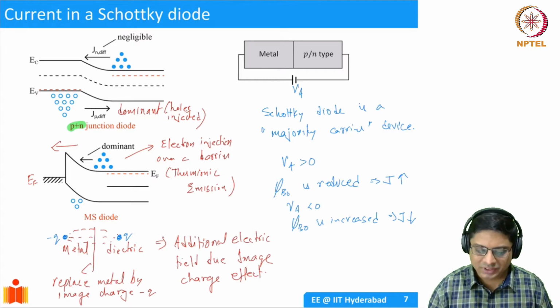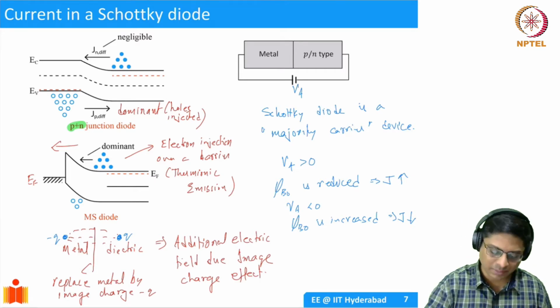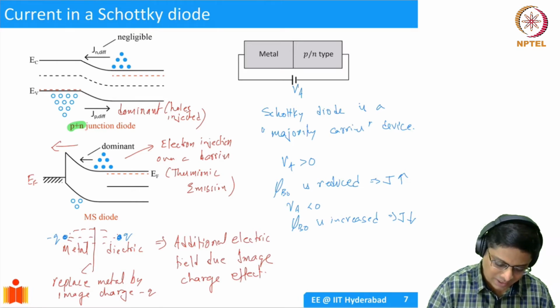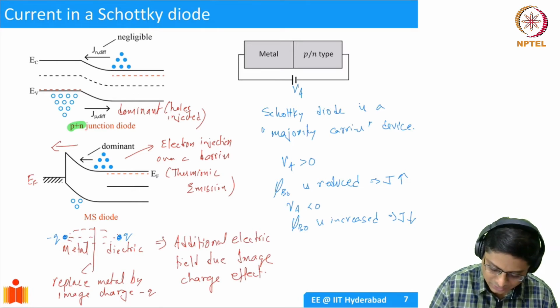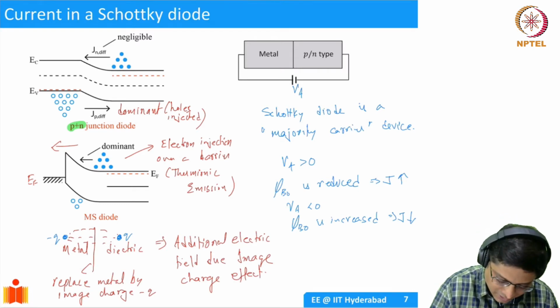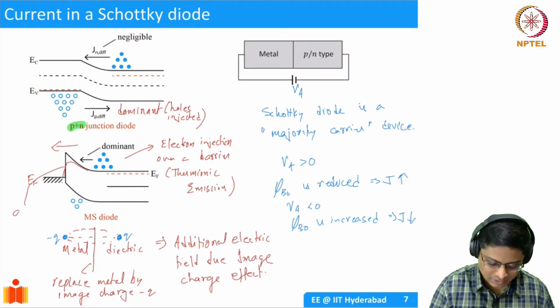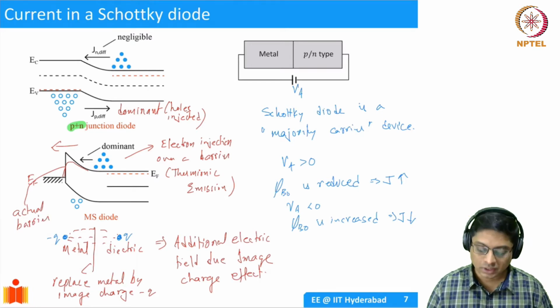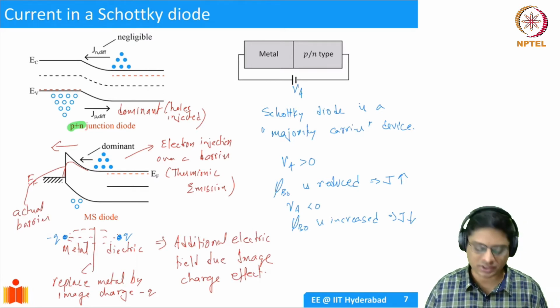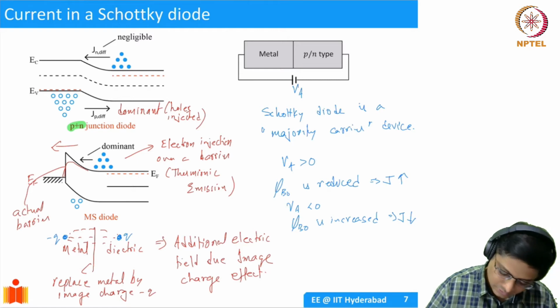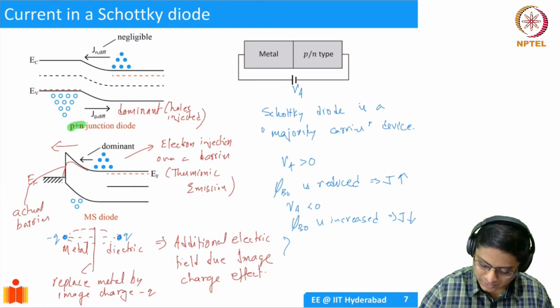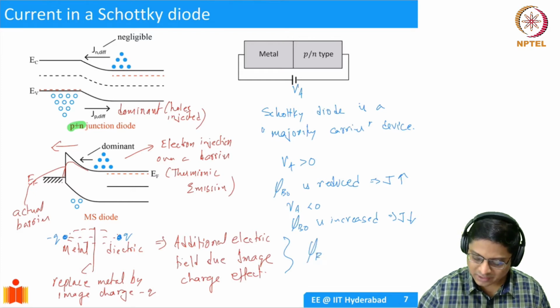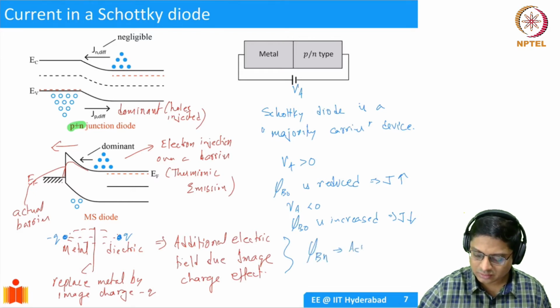So effectively, there's going to be a difference in the barrier. For example, here, the barrier is shown as this black line, right? But because of this metal, because of this image charge effect, your actual barrier might be something like this. Actual barrier due to image charge. So there's a lowering of the barrier because of the image charge effect in this case. This one we will represent as phi Bn, the actual Schottky barrier.